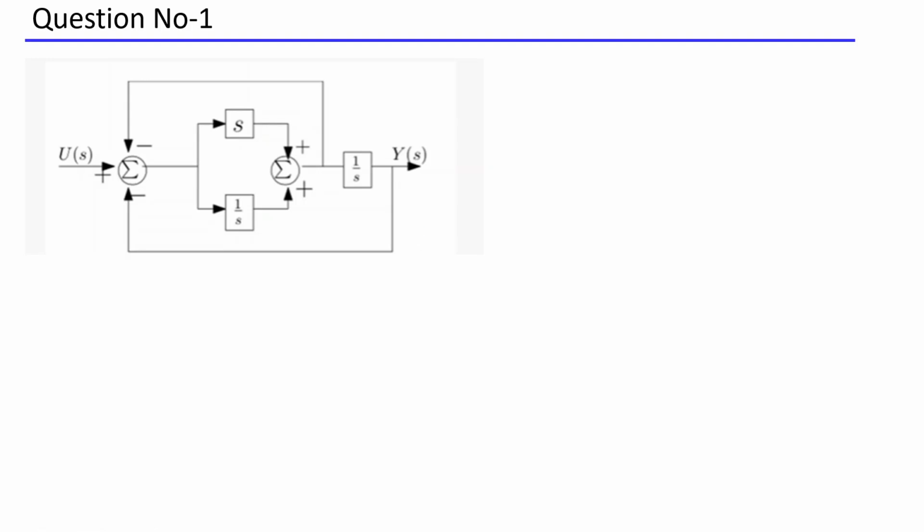Okay, so let's discuss question number one. The question is in front of the screen. So how are you going to solve it? The question is asking us to find the output Y of s divided by the input U of s. How do we solve this type of question? I'll use the most popular, powerful concept, that is Mason's gain formula. So try to understand.